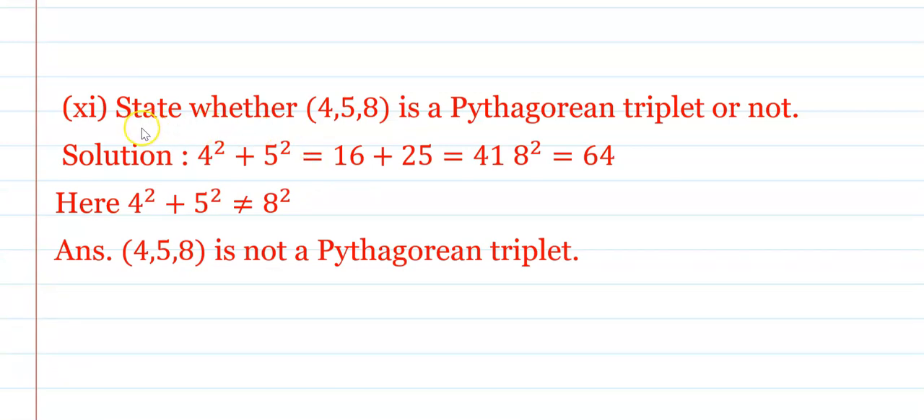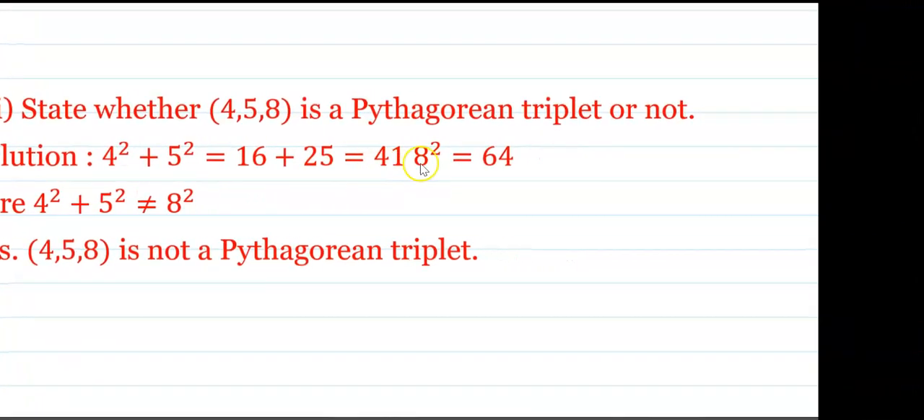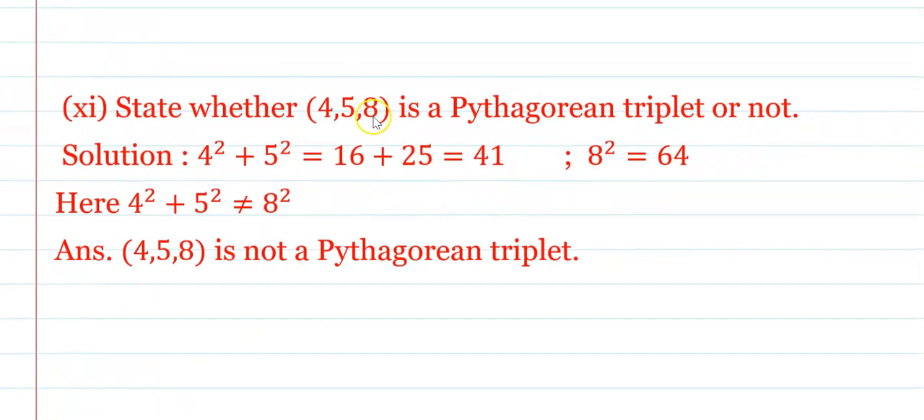Now the next question. State whether 4, 5, 8 is a Pythagorean triplet or not. Okay. 4 square plus 5 square: 4 square is 16, 5 square is 25. Then you get 16 plus 25, that is 41, and 8 square, the biggest side square, is 64. But 41 is not equal to 64. Therefore, 4 square plus 5 square is not equal to 8 square. Therefore, 4, 5, 8 is not a Pythagorean triplet.